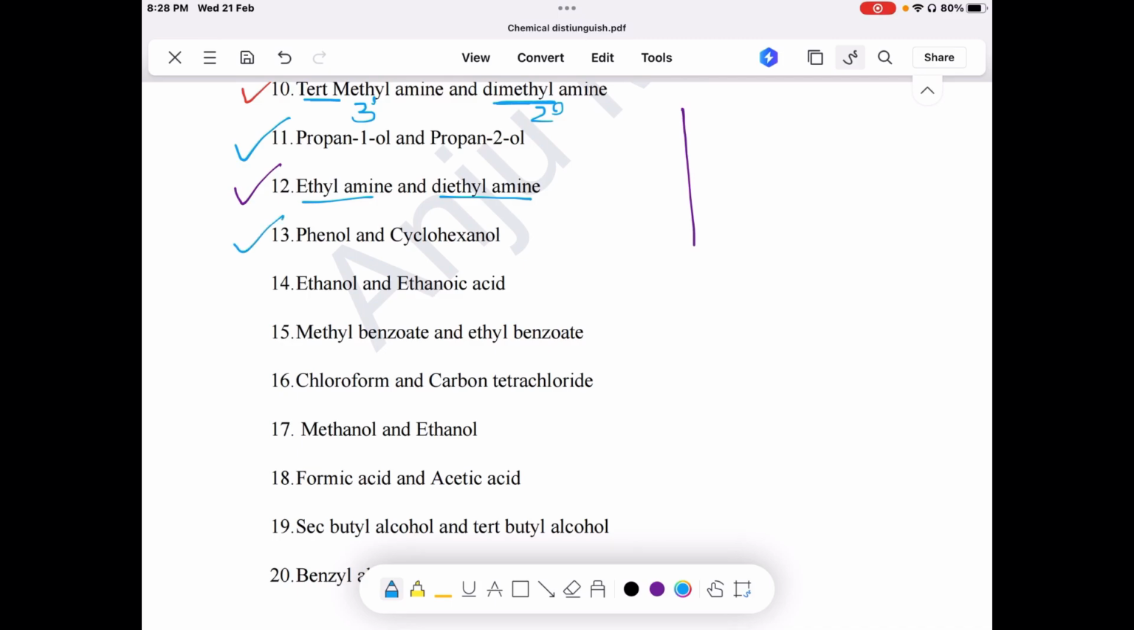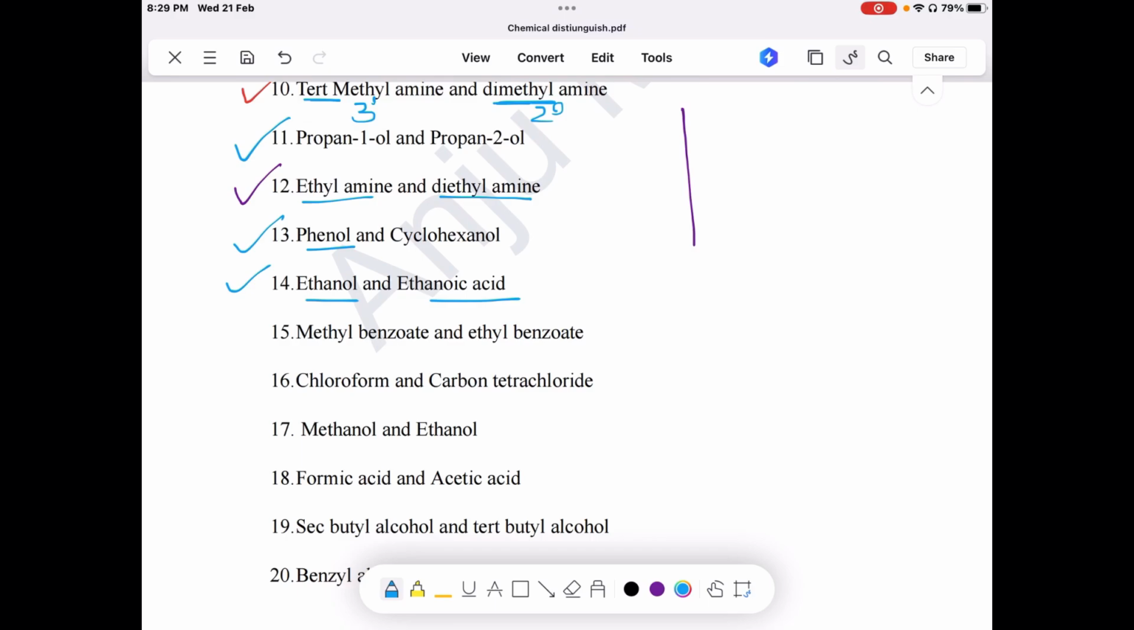Next we have phenol and cyclohexanol. For phenol, either we go for a bromine water test or, in this case, an azo dye test. Next we have ethanol and ethanoic acid, alcohol and carboxylic acid. So the sodium bicarbonate test is given by ethanoic acid.